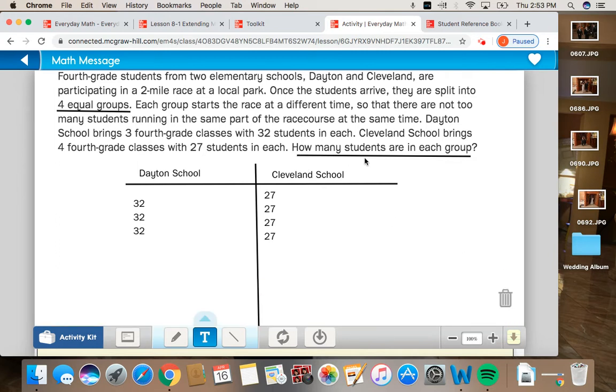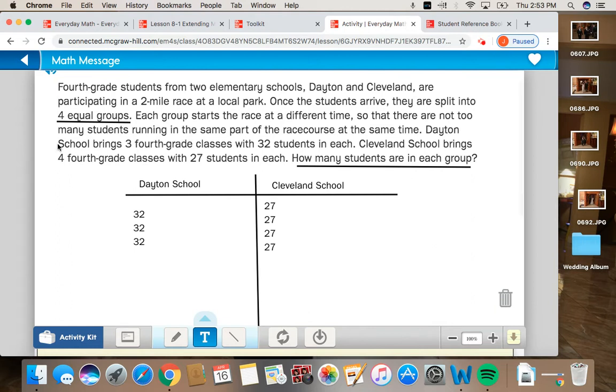But I want to know how many students are in each of my 4 equal groups. Well, in order to make 4 equal groups, I need to know how many students I have all together before I can put them into 4 equal groups. So I want to know, all right, well, how many students did Dayton School bring? And I want to know, how many students did Cleveland School bring? So if you didn't do this already, you can pause the program now and you can take it from here if you weren't really sure how to set up the problem.